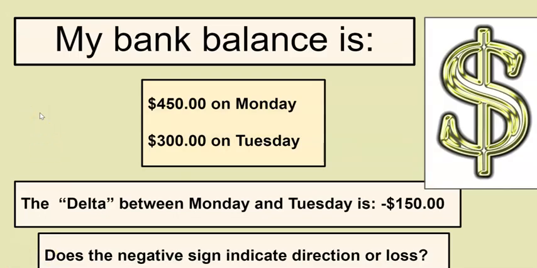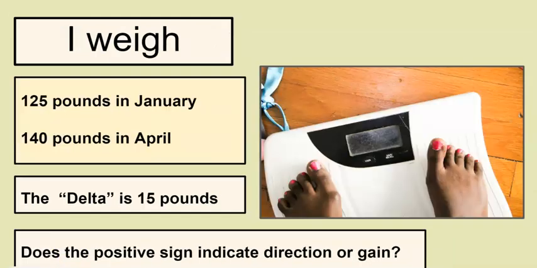So in everyday life, if your bank balance is $450 on Monday and $300 on Tuesday, and the delta, or difference, between Monday and Tuesday is negative $150, does the negative sign indicate direction or loss? If you weigh 125 pounds in January and 140 pounds in April, the delta is 15 pounds. Does the positive sign indicate direction or gain?